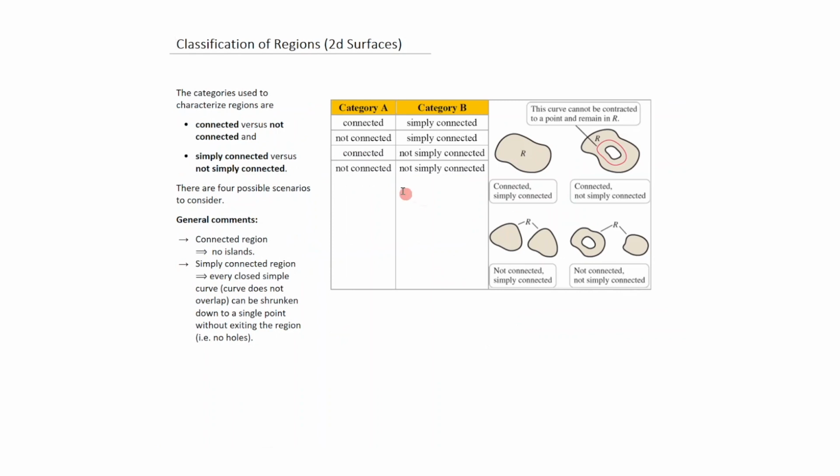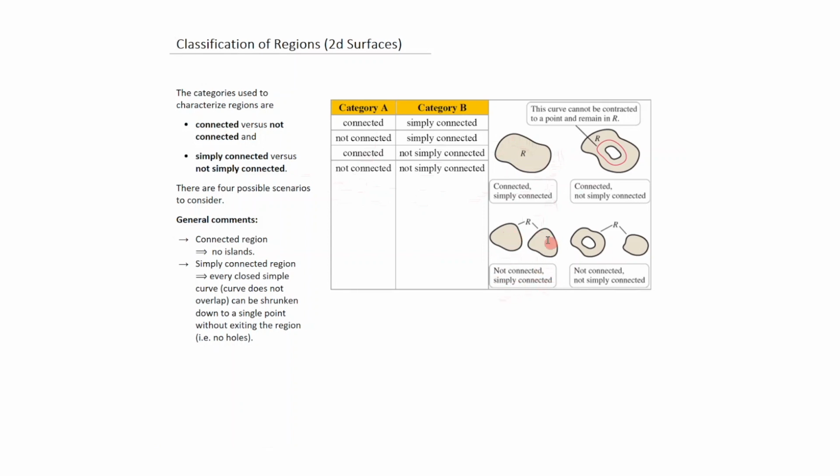Okay, so there are basically two things that are used to characterize regions. One is whether or not the region is connected versus not connected, and is it simply connected versus not simply connected. Again, there are four possible scenarios, which I basically have outlined here in the table. So let's look at each one of these in turn. So for instance, this type of region would be considered connected and simply connected. And these are the regions that we've been looking at in problems so far. This would be considered not connected and simply connected.